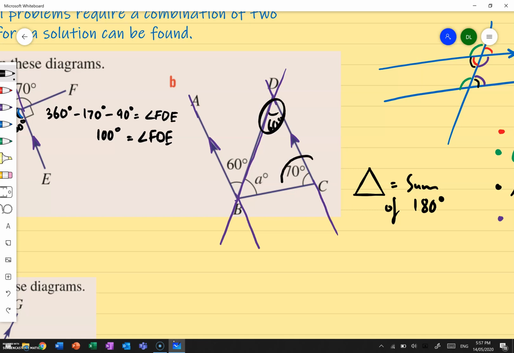There's 60 here, 70 there, and the last one's A, right? So I know that 180 degrees, take away 60, take away 70, gives me an answer of A degrees. If I put it in the calculator, 180 minus 60 is 120, 120 minus 70 gives me 50 degrees. A is equal to 50 degrees. So once again, it's step by step, just making sure that we know where we're getting the reasoning from.